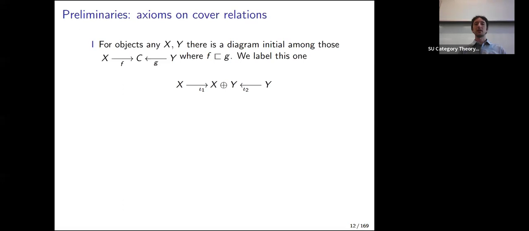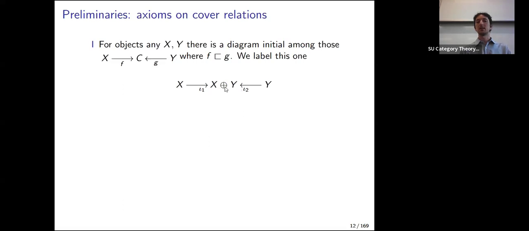Okay, cool. So on to some structures. We impose some axioms on cover relations. The first axiom is as follows. If I have any objects x and y, then I can consider all diagrams of the following form over x and y. That's a morphism G with domain y and a morphism F with domain x, where G covers F. If I consider all diagrams of that form, I need to have a diagram initial among them. That's a diagram with a unique morphism from its middle to C, any C, making the triangles commute.